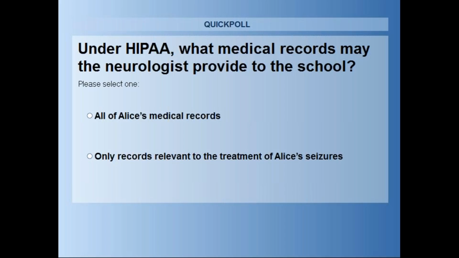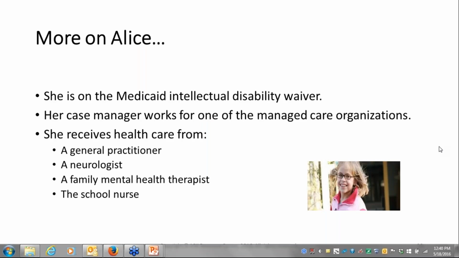50% have voted so far. There's 75%. I'll give it a couple more seconds here. Okay, I'm going to close the poll. Okay, the answer is B. Under this minimum necessary rule, only those records relevant to the treatment of Alice's seizures.